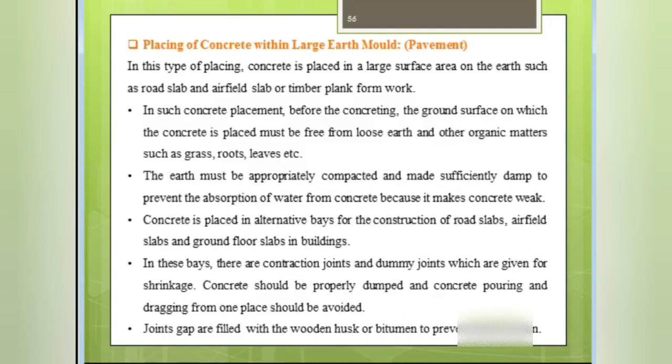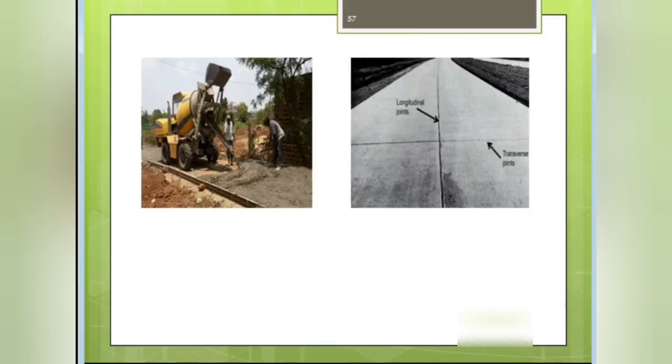Okay. Then placing of concrete within large earth mass. Large earth mass in the sense where the concreting is more, but it is on earth, for example, road pavement. In road pavement, you can observe here the concreting is done on the large surface of the earth. Okay, so what precautions should be taken there? Take care at the time of such type of concreting on road pavement.